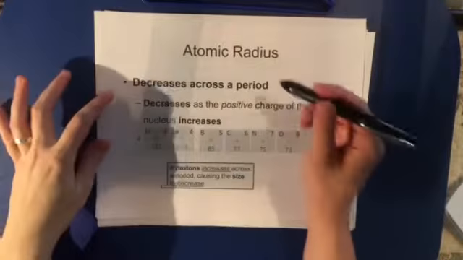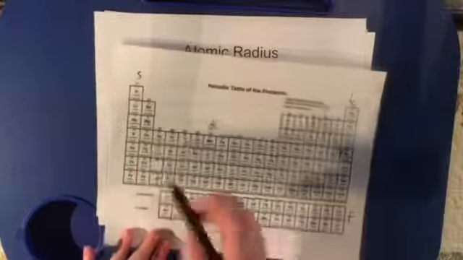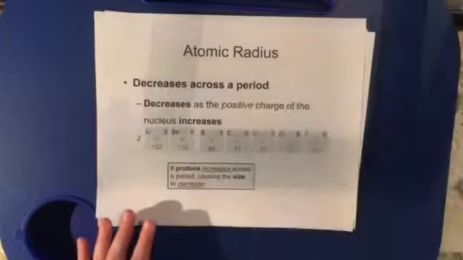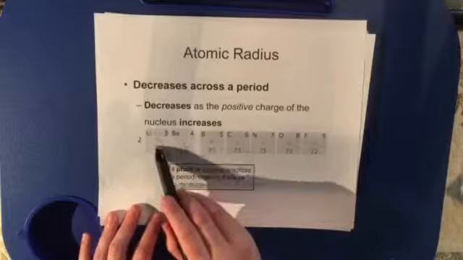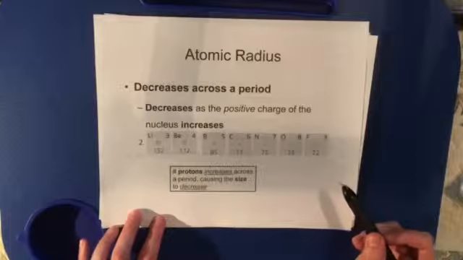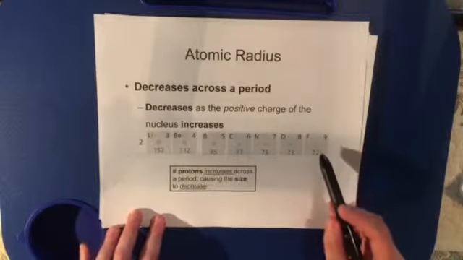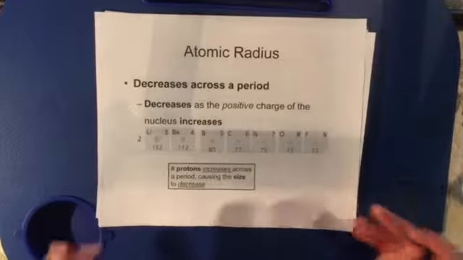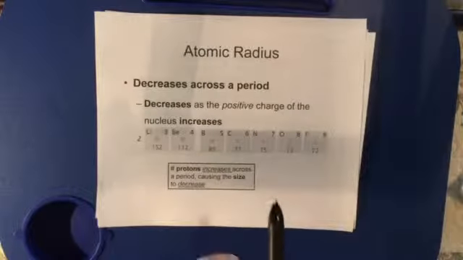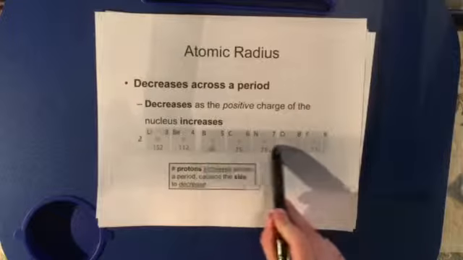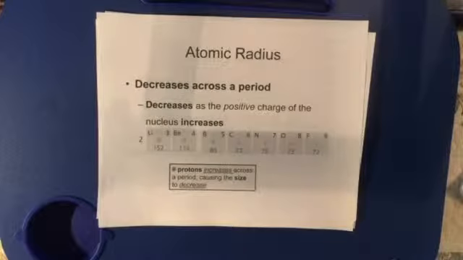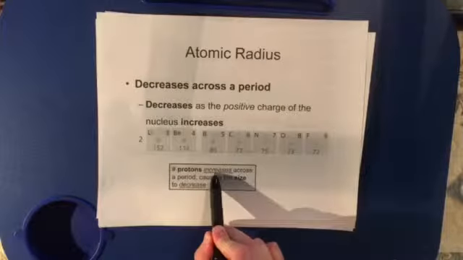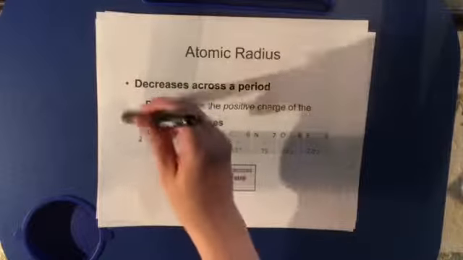The trend is that it decreases across a period. As you go across, it decreases, the positive charge of the nucleus increases. And so as you go across, you'd think it would get bigger because you're adding electrons, but you're also adding protons in the nucleus. And so that means that it's pulling all the electrons in tighter. And so as you go across, the nucleus pulls it in tighter and the element actually gets smaller. So the number of protons increases, causing the size to decrease. So it decreases as you go across.